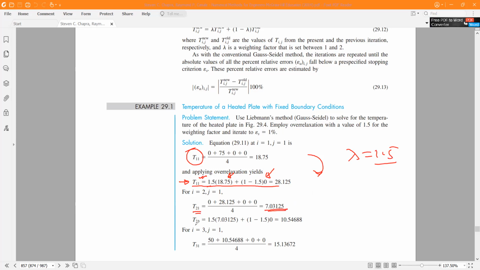Then in finding, for example, T31, you will need T21. But the T21 calculated here is not directly used. Again, it is relaxed. In the same way, the initial value was 0. This is the factor 1 minus lambda, and this is the newly calculated value multiplied by lambda. Then this T21 value is used in T31, and this process is repeated until it satisfies the stopping criteria.